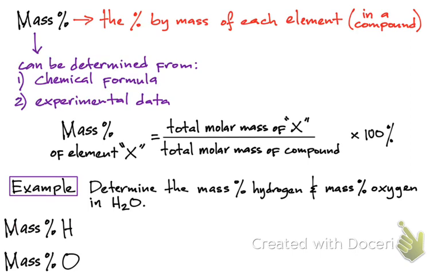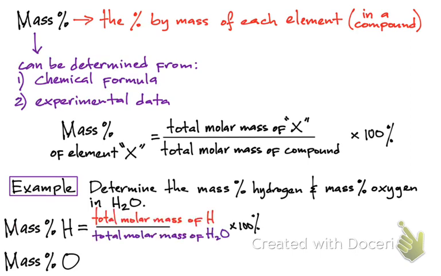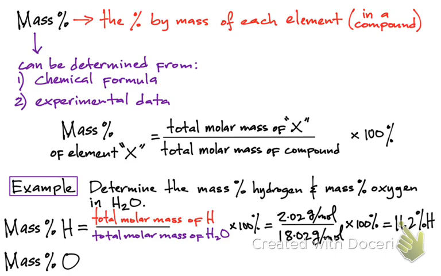All right, so let's look at mass percent of hydrogen first. We know that the total molar mass of hydrogen in this case is 2 grams per mole because you have 2 hydrogen atoms, divided by the total molar mass of water, which in this case would be 18 grams per mole. Now we can plug this into the calculator. You have 2.02 grams per mole of hydrogen divided by 18.02 grams per mole of the compound, the total molar mass of water, multiplied by 100%. So here the mass percent of hydrogen is 11.2%.